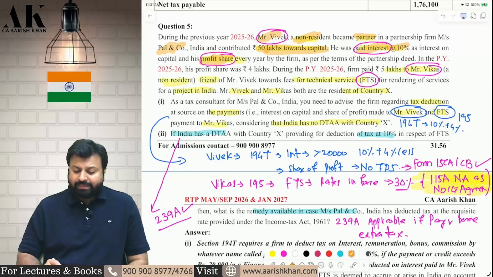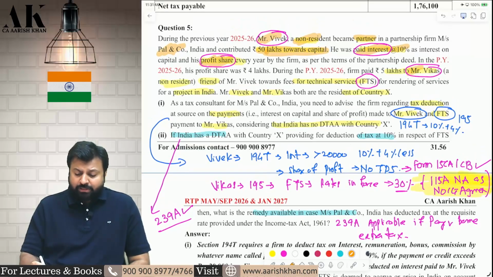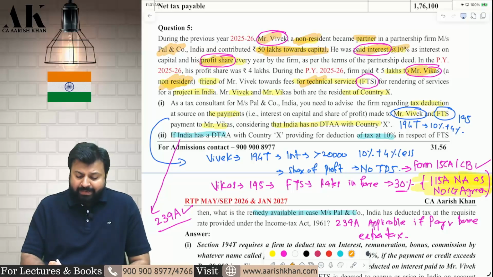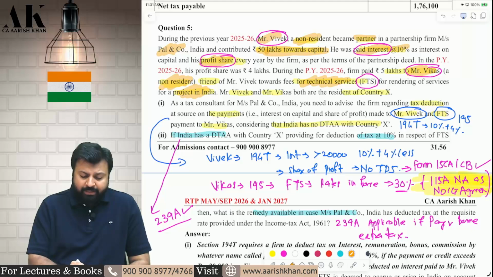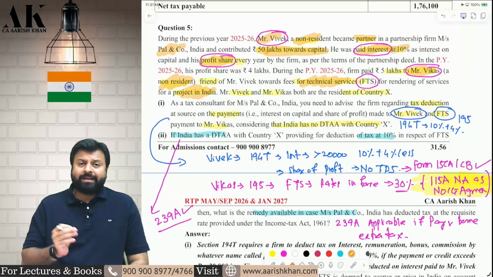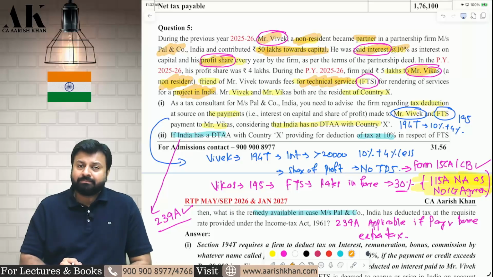Okay. Now, there is another transaction over here. Mr. Vivek's friend is also there, Mr. Vikas. He is also non-resident. Now, he is providing some technical services to Paul and Company relating to a project in India. So, this technical service, FTS, fees for technical services, is deemed to accrue or arise in India because the project is in India, the services are utilized in India, therefore, it is deemed to accrue or arise in India.